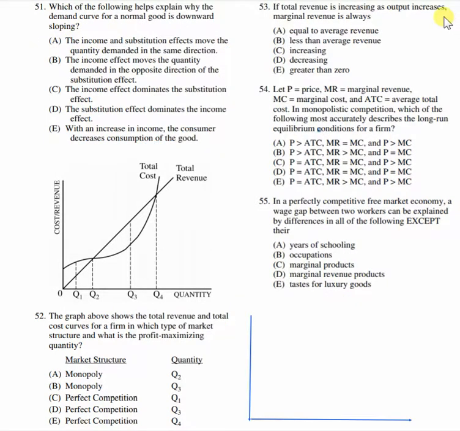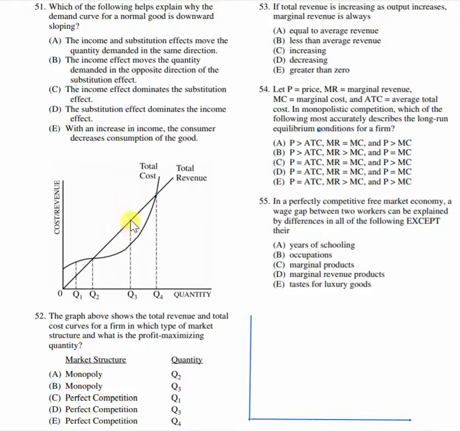All right, number 52 gives you a nice chart. The graph above shows the total revenue and the total cost curves for a firm in which type of market structure and what is the profit maximizing quantity. So they want to know the market structure and the profit maximizing quantity. Let's take a look at the profit maximizing quantity first. What does it mean to maximize your profits? If you subtract your cost from your revenue, that gives you your profits. So here, cost and revenue are the same thing, so there's no profit here.